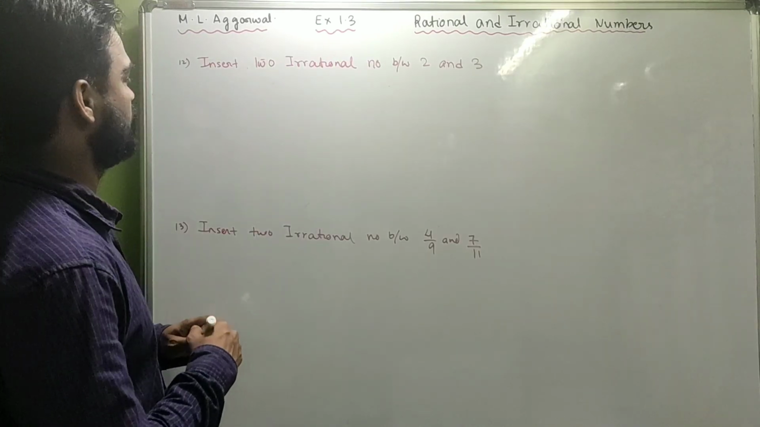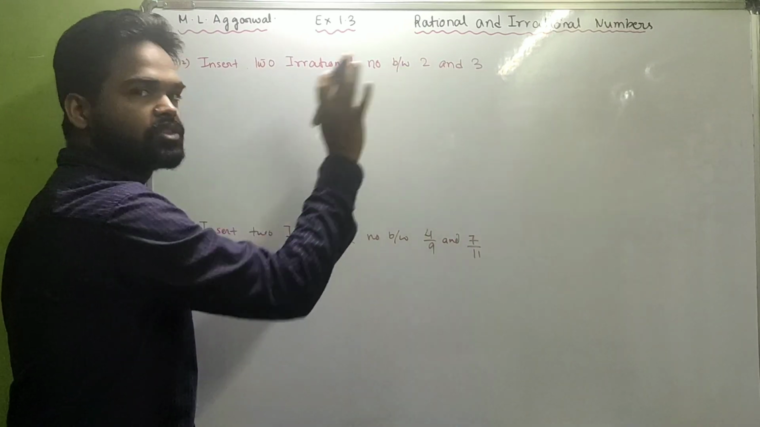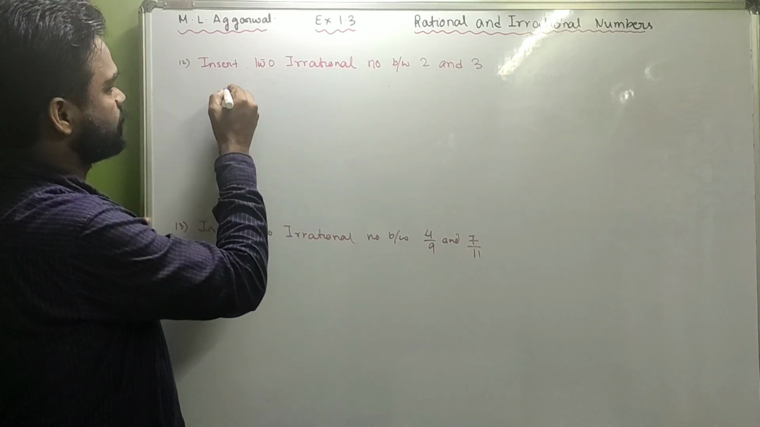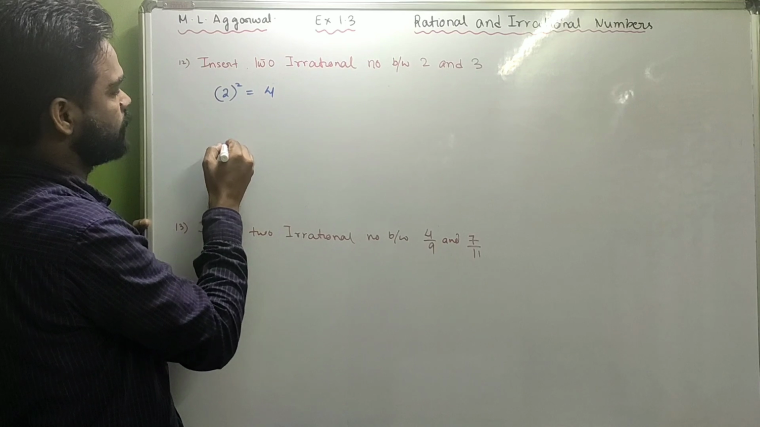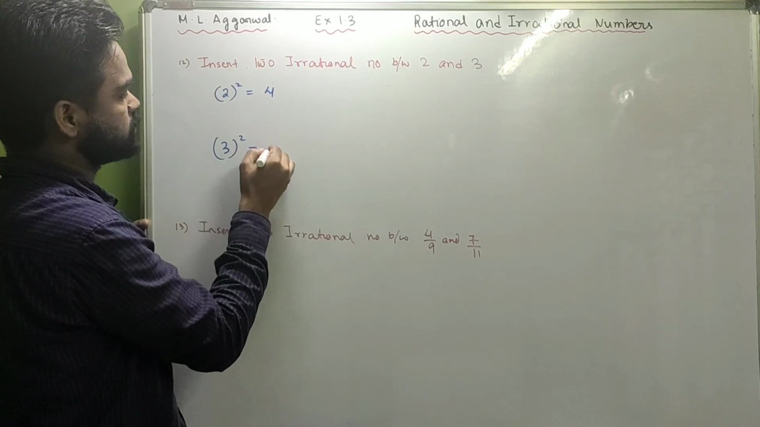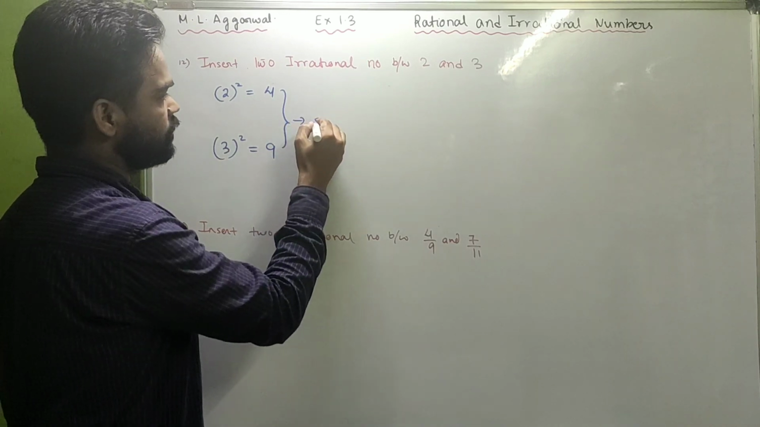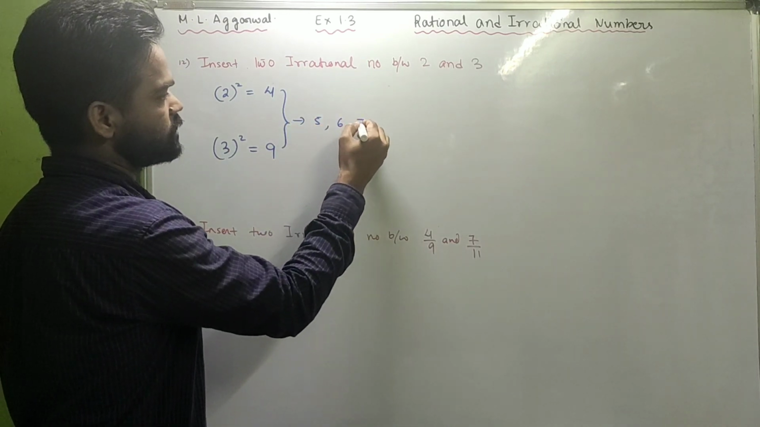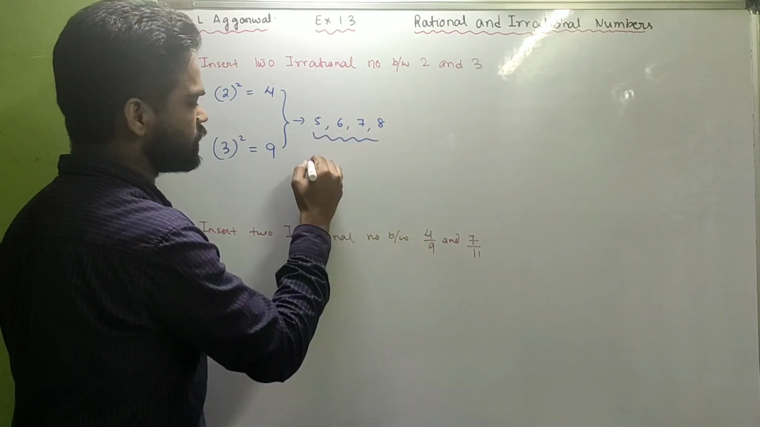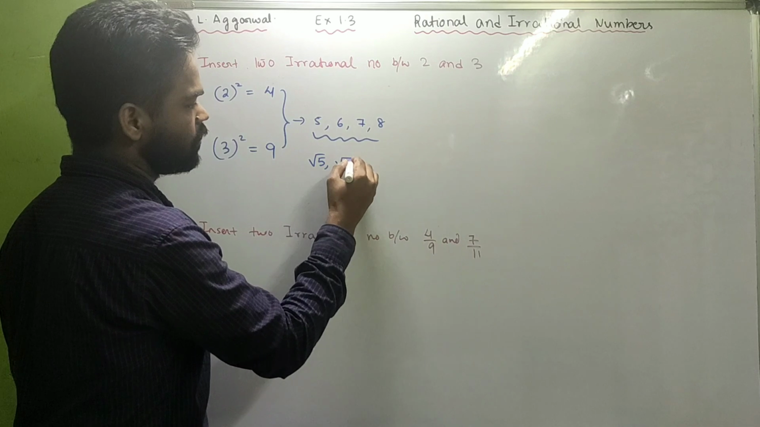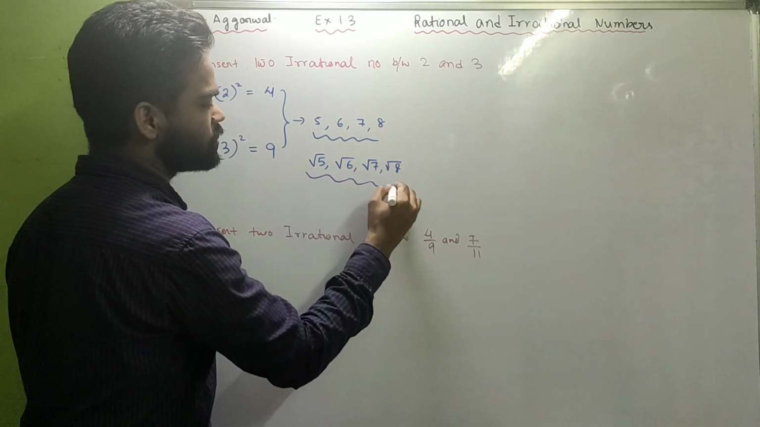Now look at sum number 12. Insert two irrational numbers between 2 and 3. How do you proceed? See, 2 square is 4 and 3 square is 9. Between 4 and 9 we have 5, 6, 7 and 8, and the roots of all these numbers are irrational numbers, isn't it?